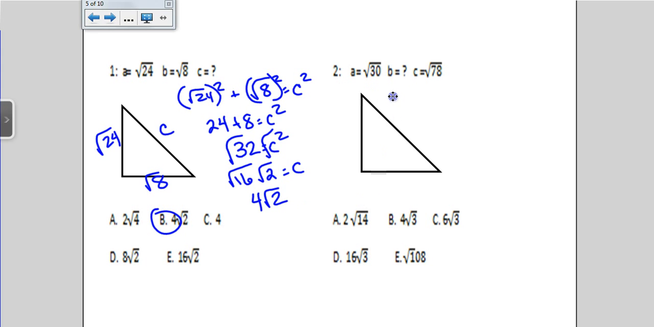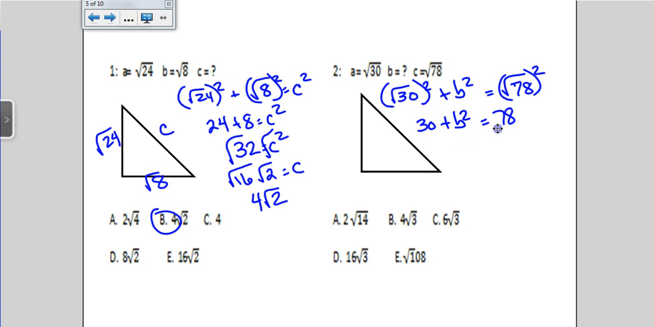Number 2, I'm going to go ahead and set up for you. We have the square root of 30 as one of the legs, except we don't know the second leg, and it's supposed to equal the square root of 78 squared. So squaring the square root of 30, you get 30 plus b squared equals 78. We're going to subtract the 30 over. B squared equals 48, and again, you got to break down 48. The biggest perfect square that goes into 48 is 16. It's really 16 times 3. So b is 4 square roots of 3.